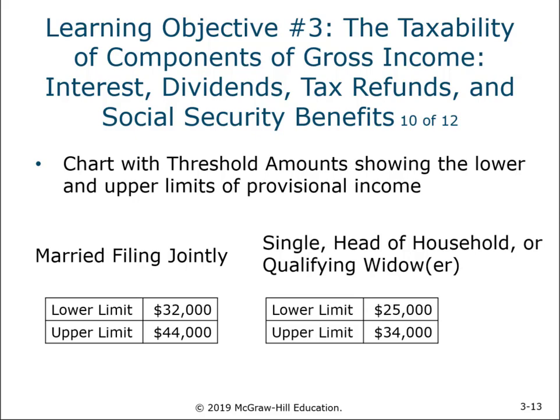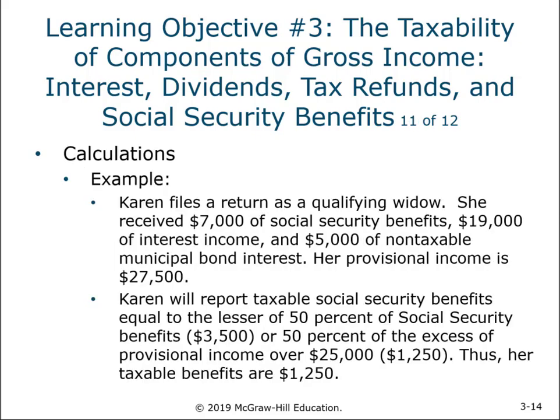All right. So, an example. File return as a qualifying widower, so we use that second set of thresholds. Receive $7,000 of Social Security benefits, $19,000 of interest income, $5,000 non-taxable bond interest. Provisional income is 19 plus 5 plus half of the Social Security benefits, $3,500, or $27,500.